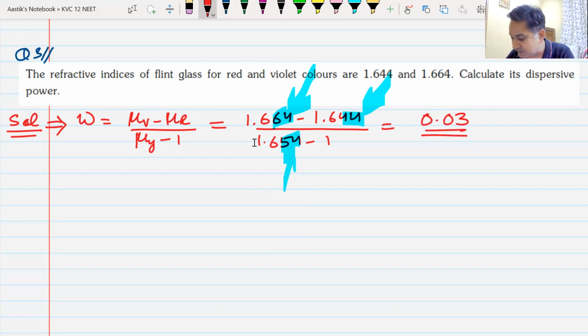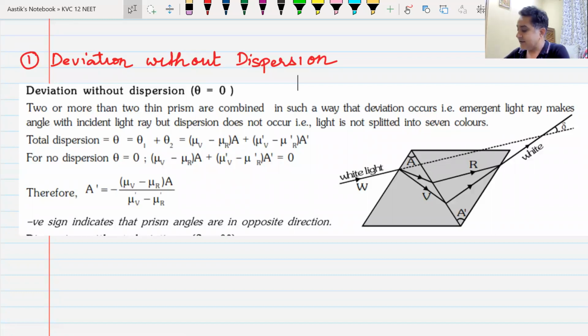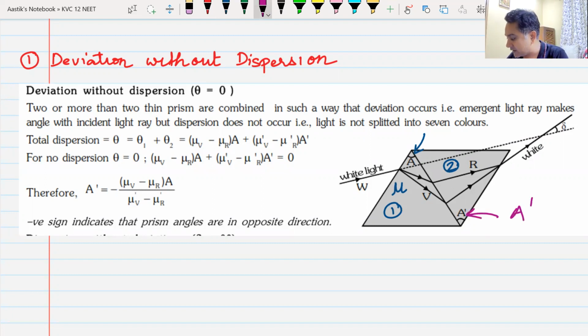The first is known as deviation without dispersion. Just try to understand that. You may not be drawing the diagram. What you have to understand here is you have two prisms. Do you see prism number one and prism number two? Yes, sir. This prism has angle A and the refractive index is taken as mu. This prism has angle A dash and the refractive index is taken as mu dash.